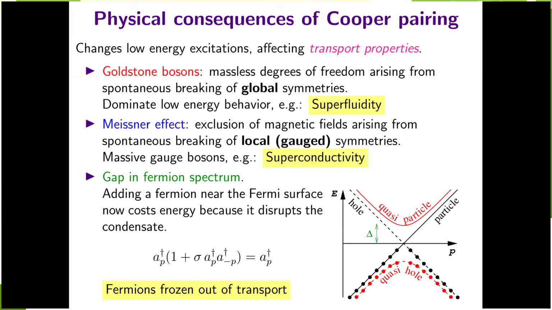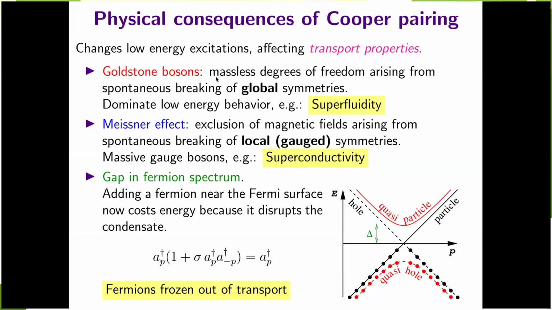All right, so what are the physical consequences of this Cooper pairing, this spontaneous symmetry breaking? Well, this slide is rather dense. If you already know some of this stuff, this will make sense to you. If you don't know, I'm afraid this is not going to explain it to you from nothing. So I just want to have the summary here.